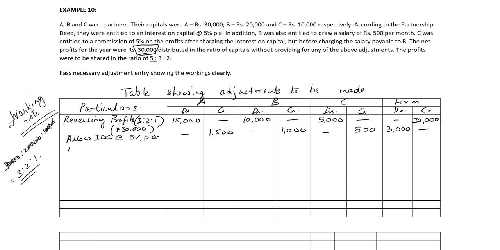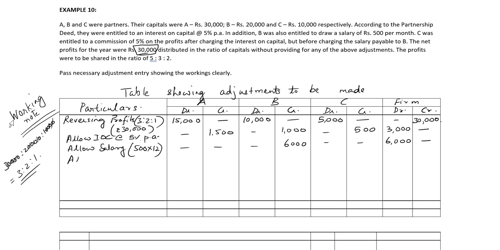Next is to allow salary. The salary to be allowed is 500 into 12, and we need to give the salary to B. So 6,000 credit of B, we allow salary. Total 6,000 in the debit of the firm.